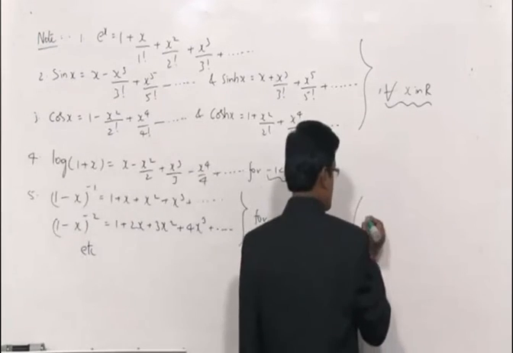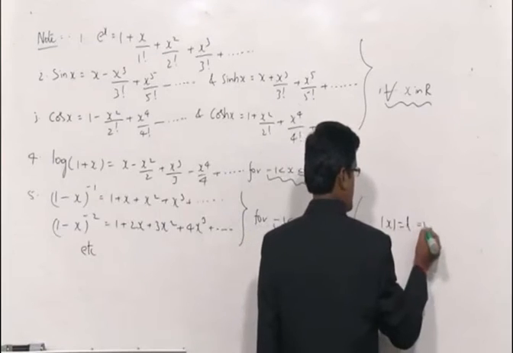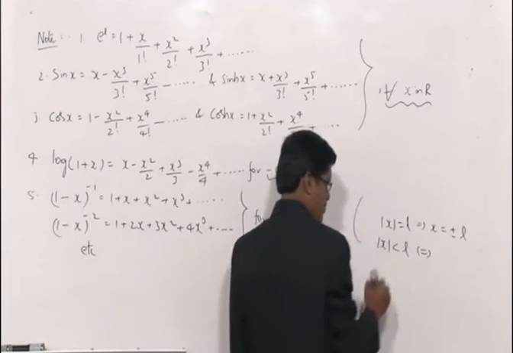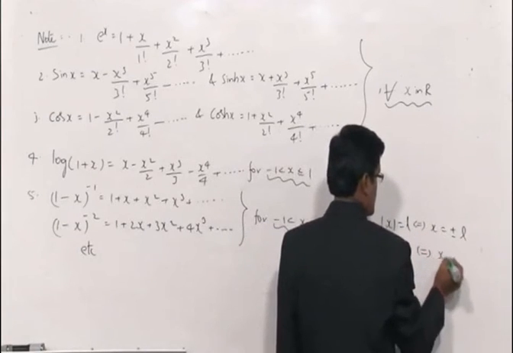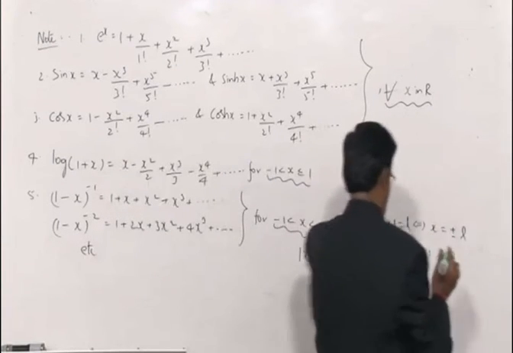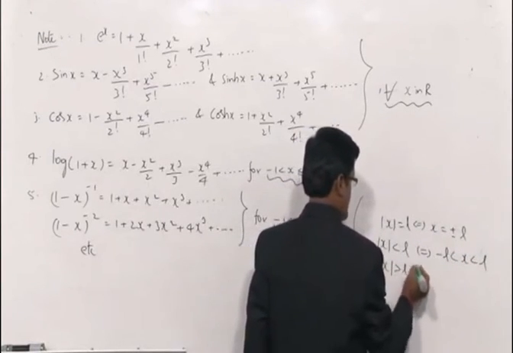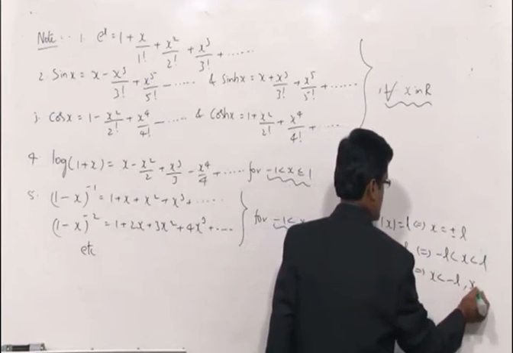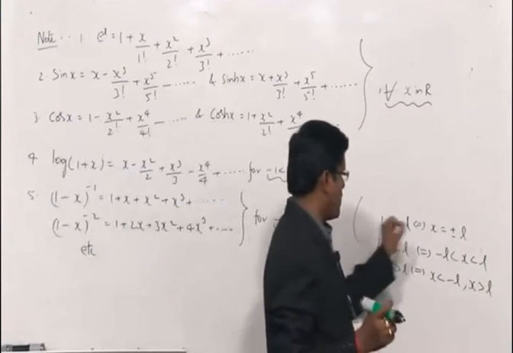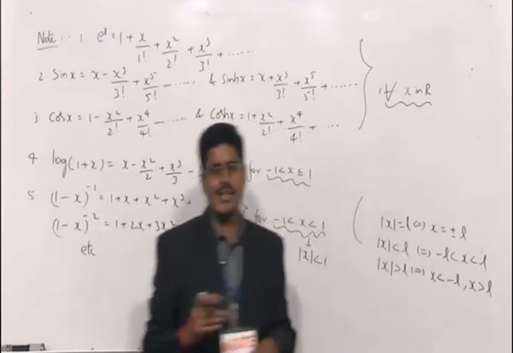Just write this: mod x is equal to L implies x is equal to plus or minus L. Mod x less than L, sometimes we have to express with modulus and without modulus also: minus L less than x less than L. Mod x greater than L implies x less than minus L, comma, x greater than L. Just take the number line from minus infinity to infinity, randomly select a number L and minus L, collect all the numbers between minus L and L, greater than L, less than minus L. These are the three categories.